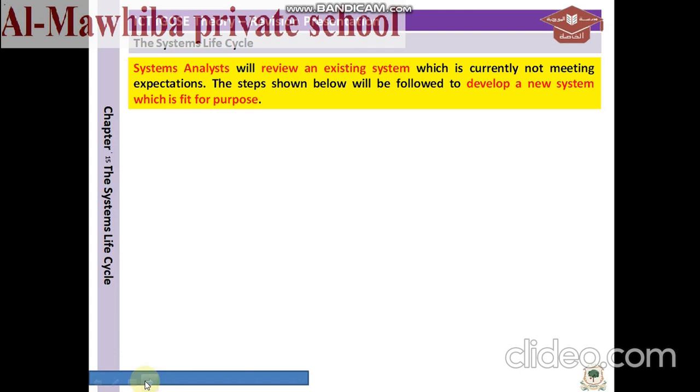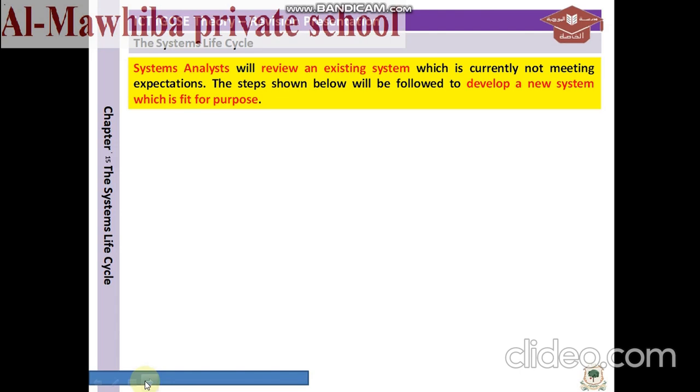The steps shown below will be followed to develop a new system which is fit for the purpose. So the system life cycle will go through the 6 major steps. Then only can we develop a new system, which we can call the transformation from the existing system to a new system.